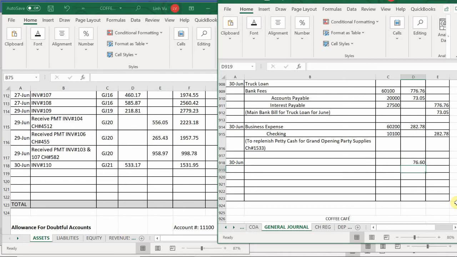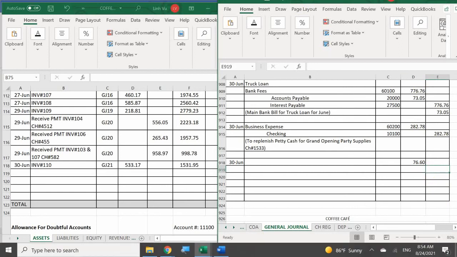Okay, so in this case, we don't know who defaulted on their payment, right? Because this is an estimated amount. We don't know who one day is going to default on their payment. Maybe Katie will default on me one day, or maybe Coffee Corner will. In this case, I don't know who, so I can't directly take off the allowance.